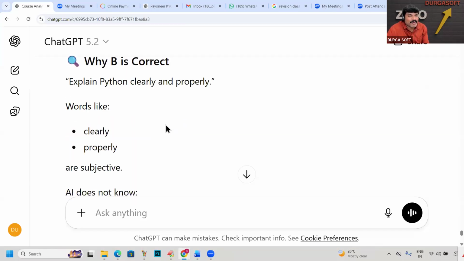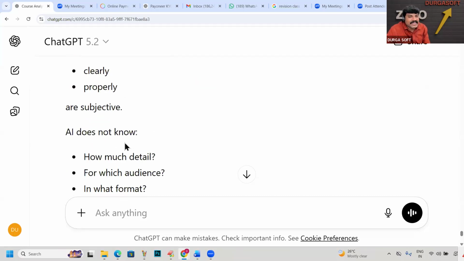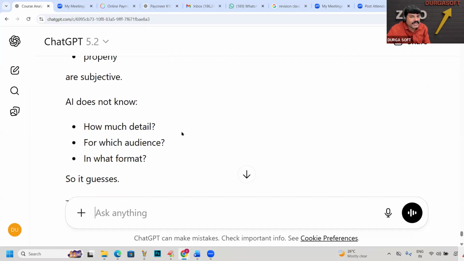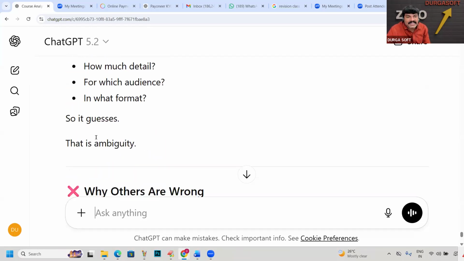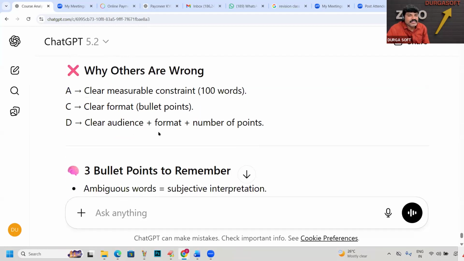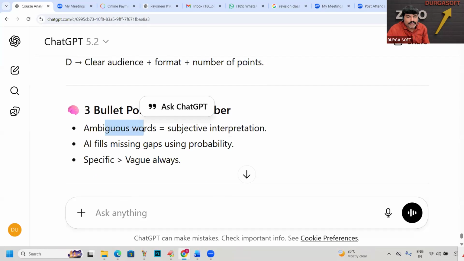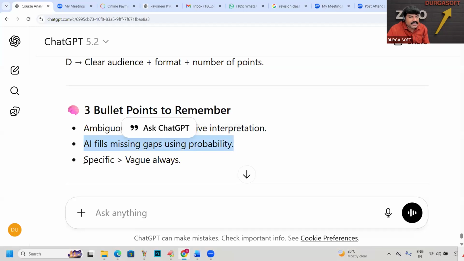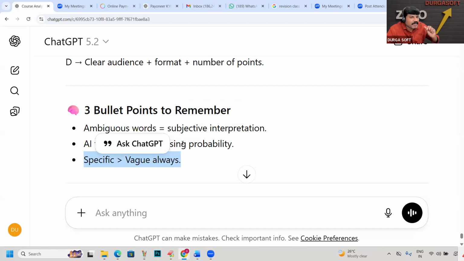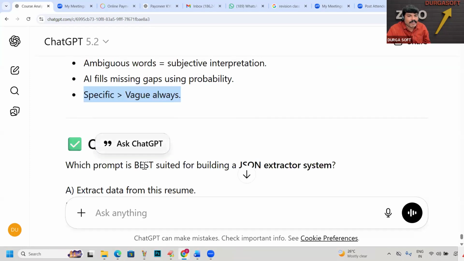Explain Python clearly and properly. Okay, clearly and properly are subjective. AI does not know how much detail, what audience, in which format. So it guesses. That's ambiguity. So use clear measurable constraints, clear format, clear audience, and a number. Ambiguous words cause subjective interpretation. AI fills missing gaps using probability. Specific is always more worthy than vague. Words like clearly, properly are subjective. That is the problem.